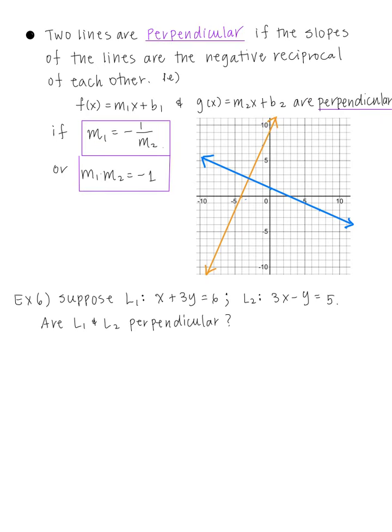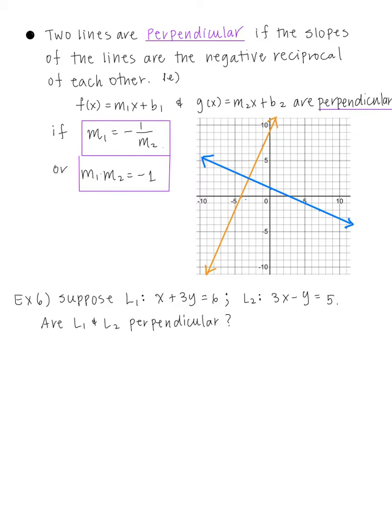Now let's talk about the perpendicular lines. We say that the lines are perpendicular if the slopes of the lines are the negative reciprocal of each other, i.e., if f of x has slope m1 and g of x has slope m2, they're going to be perpendicular if m1 equals negative 1 over m2. Or if you want to check, you multiply the two slopes together. If that equals negative 1, then yes, the two lines are perpendicular.